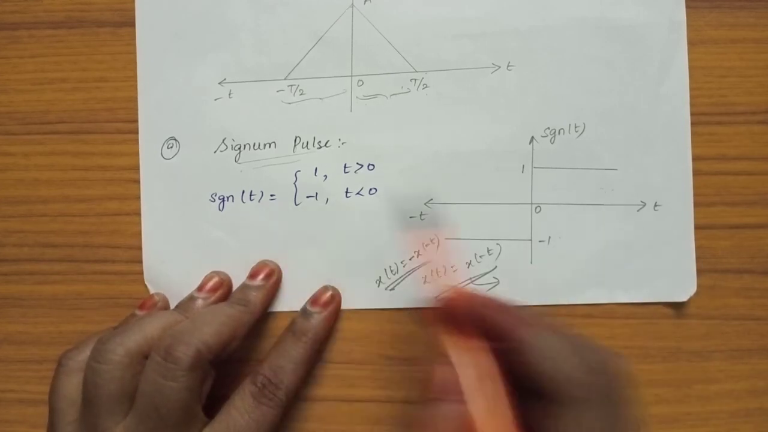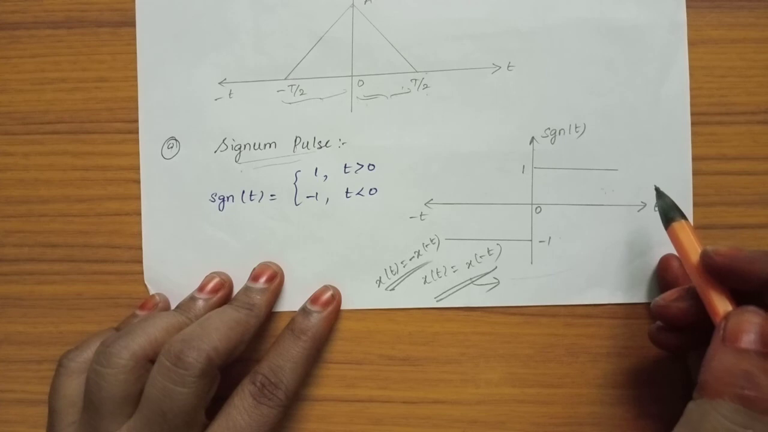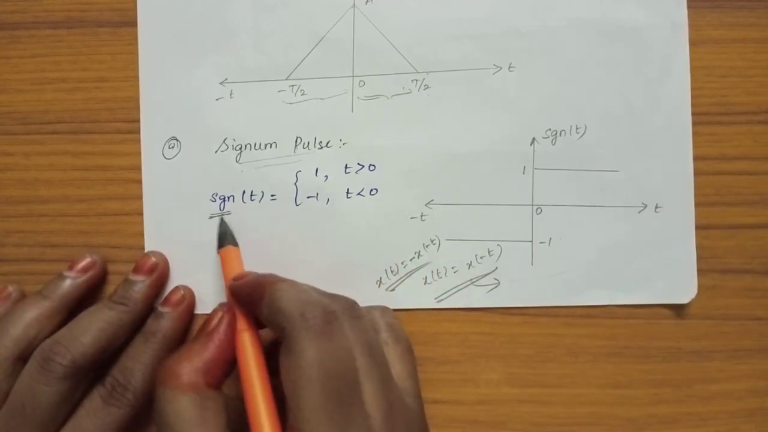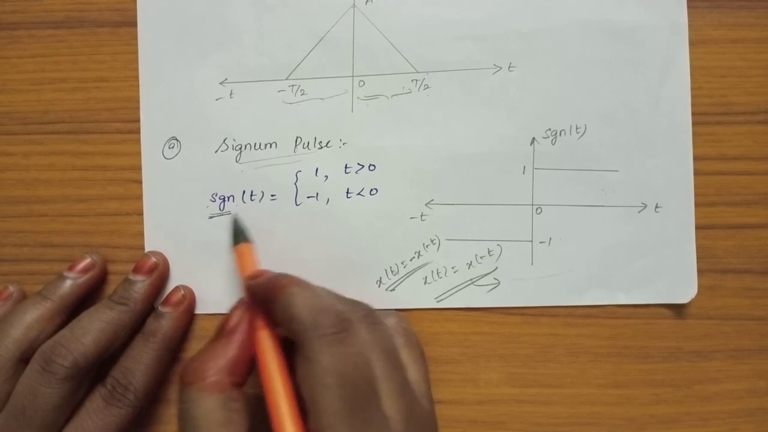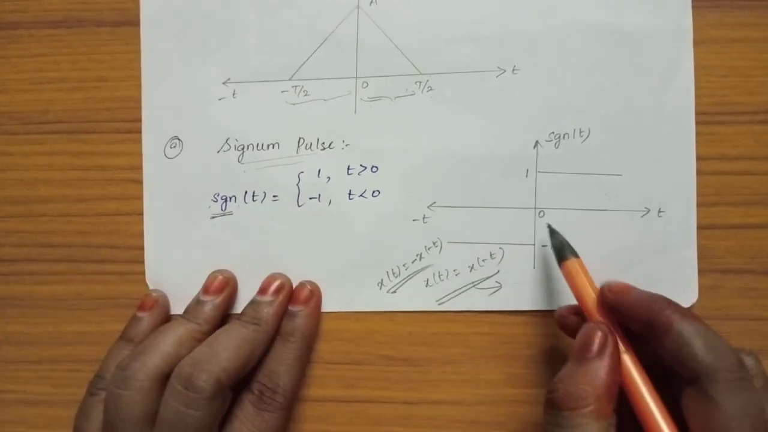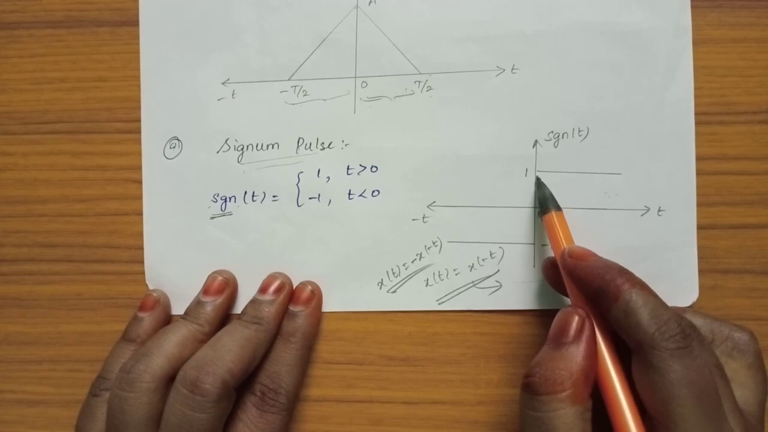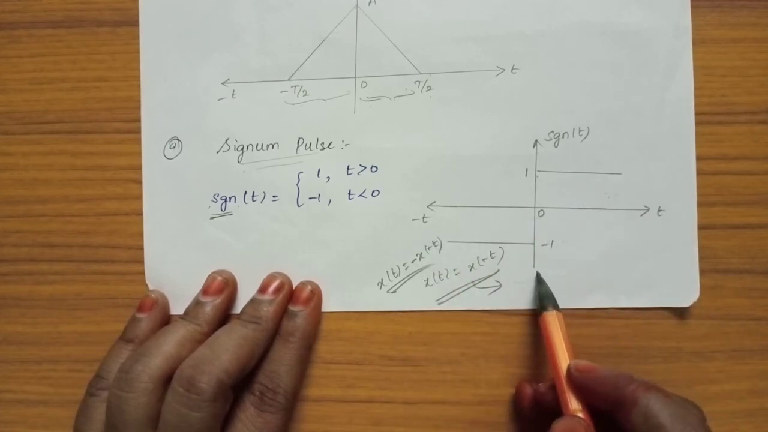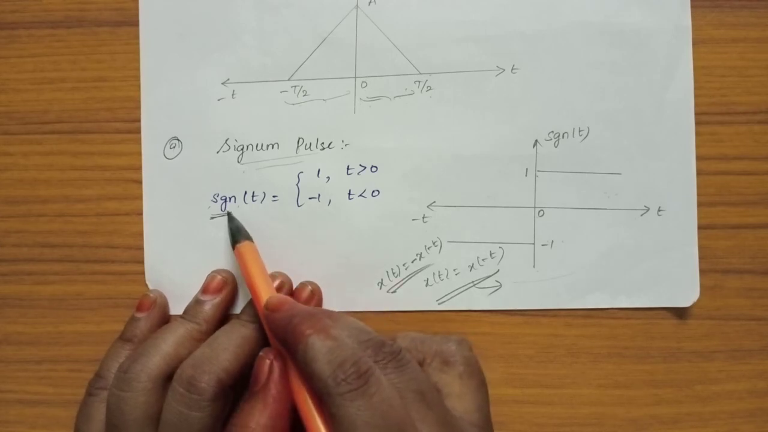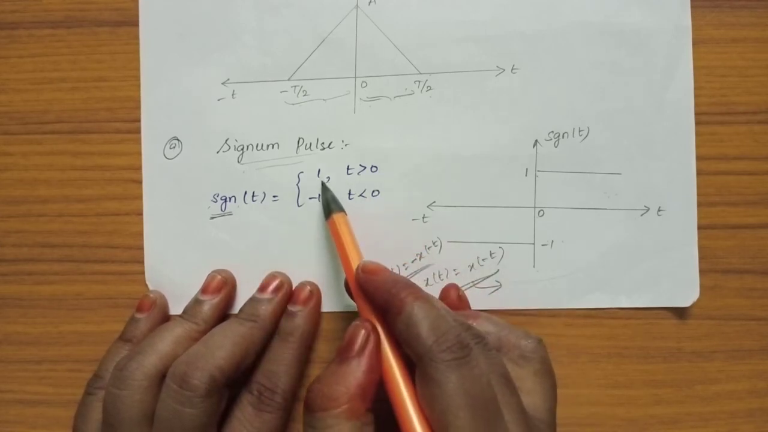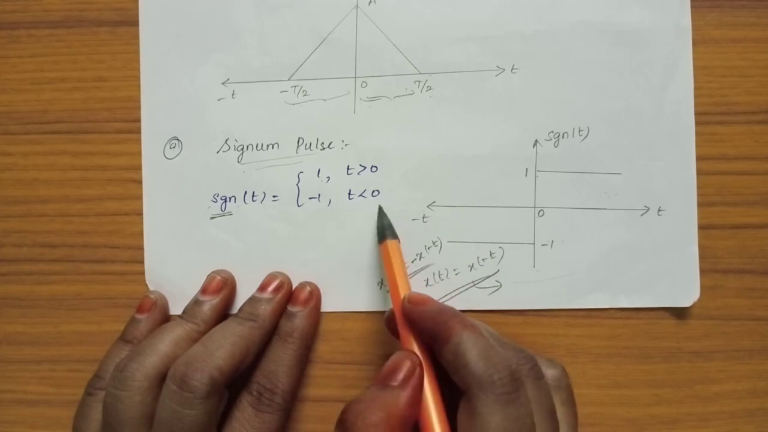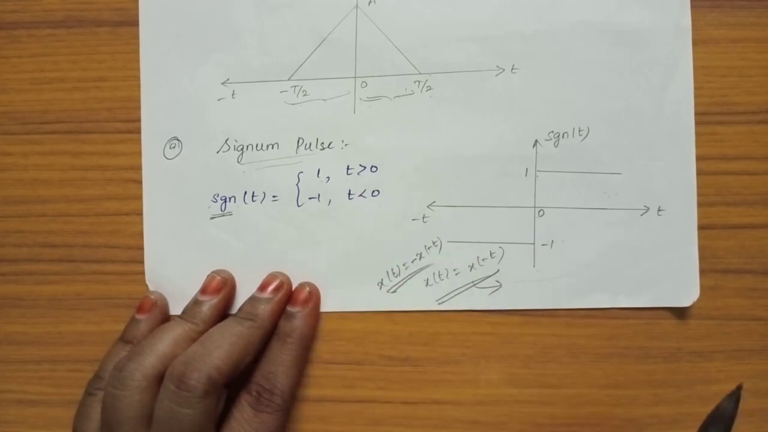Okay, that is the graphical representation of the signum function. The notation for the signum function is SGN. It's a signum pulse, that is for 0 to infinity its value is 1. For minus infinity to 0 its value is minus 1. Okay, that is signum of t equal to plus 1 for t greater than 0 and minus 1 for t less than 0. This is a signum pulse.